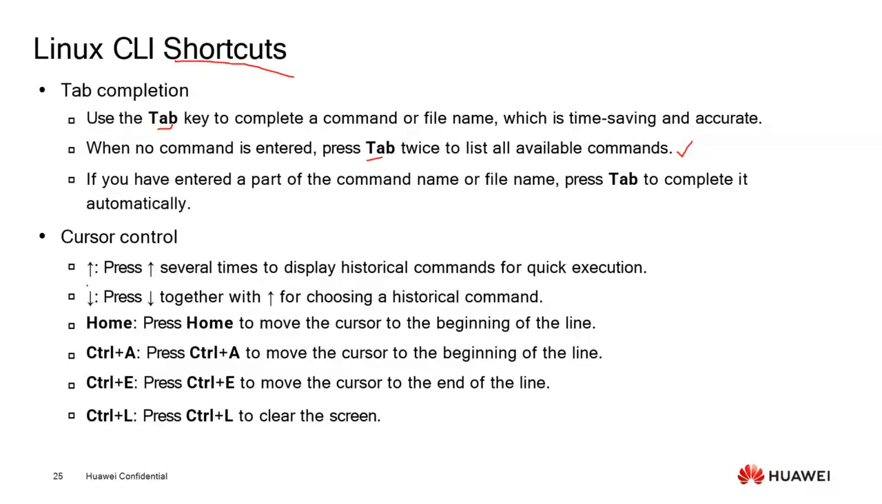Then you have the up and down keys, and then you have the Home key. The Home key will take the cursor to the beginning of the line. Then Control A will also take the cursor to the beginning of the line. Control E will take it to the end of the line. And then Control L simply clears the screen.